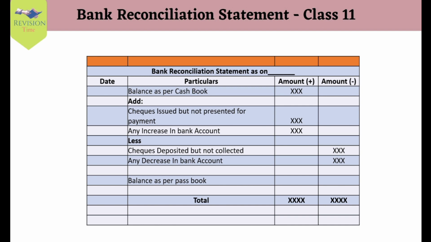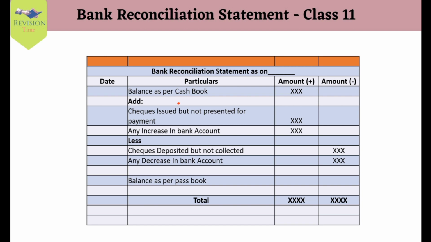First, let us look into the balance as per cash book. Let us solve few problems regarding our cash book. Then we will look into balance as per passbook. Now here, first the statement. The format of the statement would be bank reconciliation statement as on the date of the year, the date and the year when you were preparing the statement, date, particulars, amount and amount column for the plus and minus.